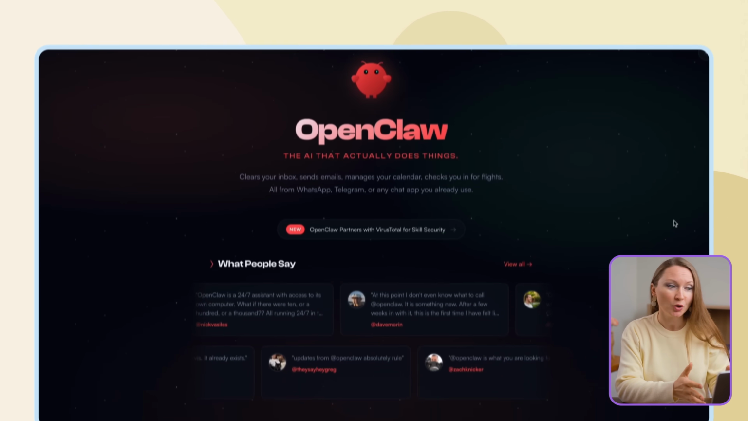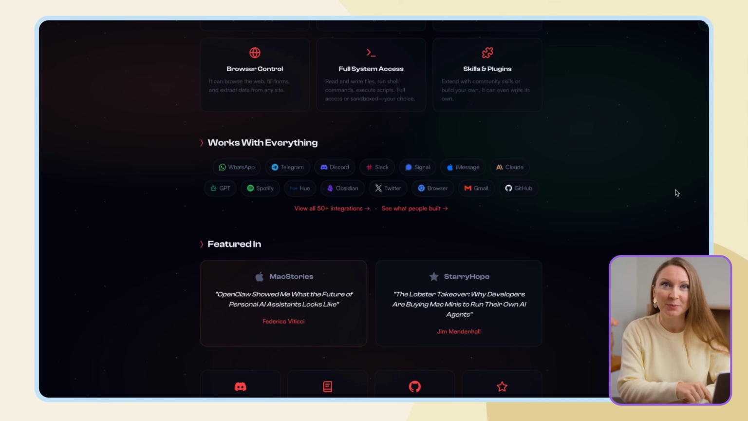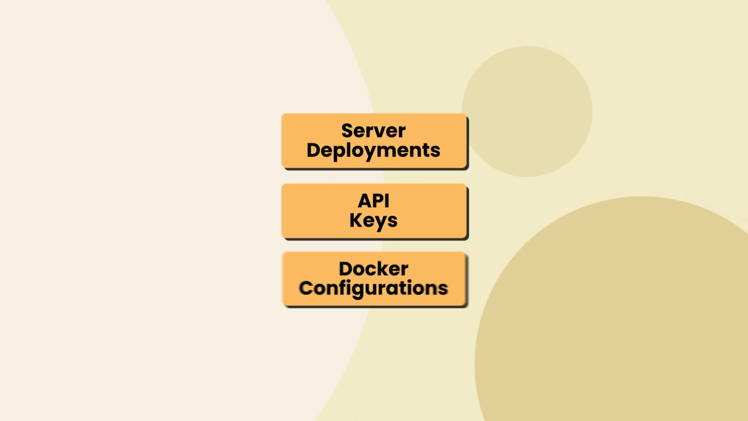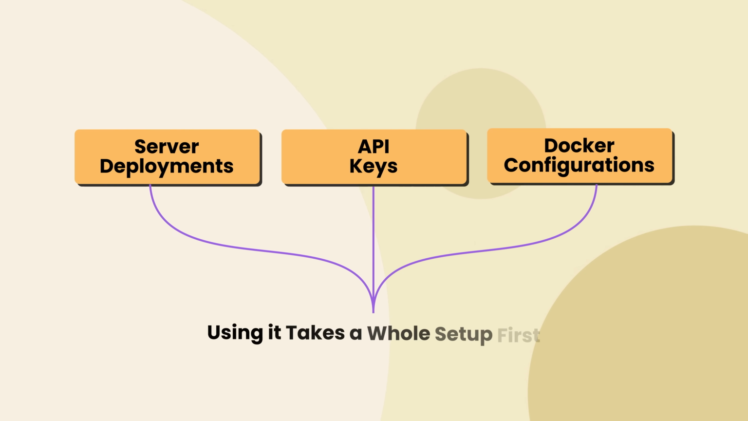You've probably heard of MaxClaw, the autonomous AI agent that can run tasks locally on your computer. But to set it up, you need to deal with server deployments, API keys, Docker configurations. It's a whole project before you even start using the thing.